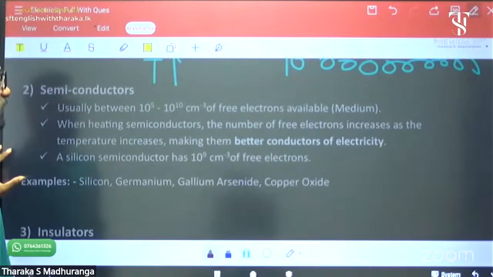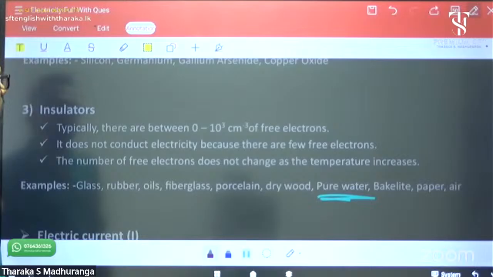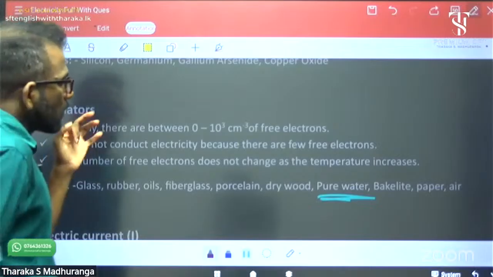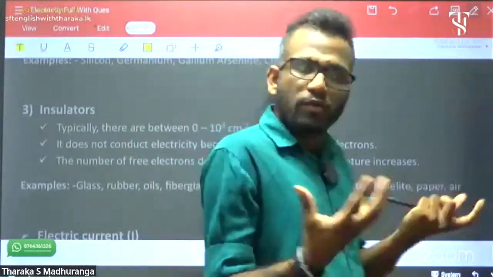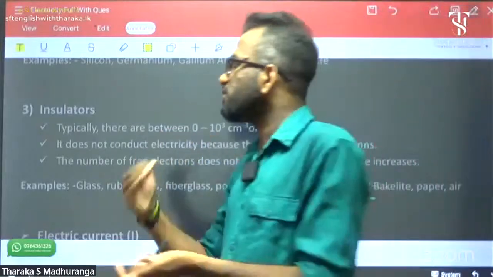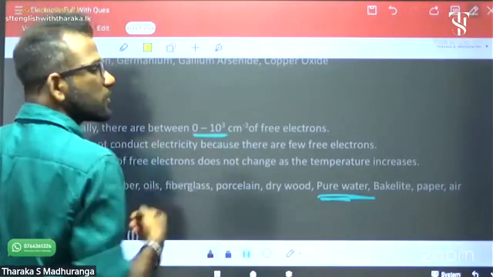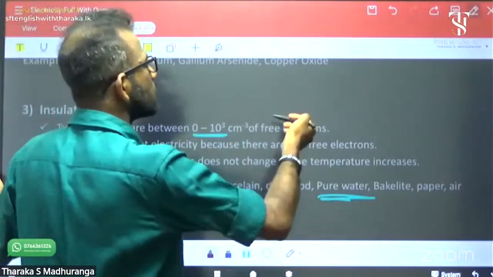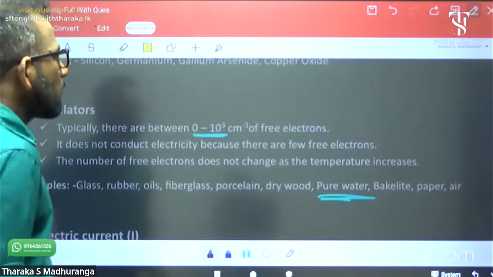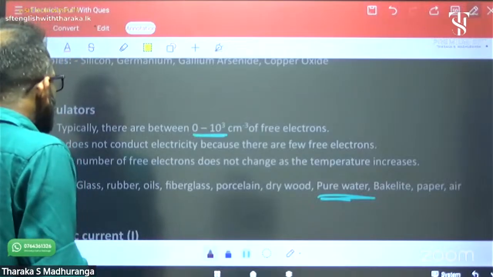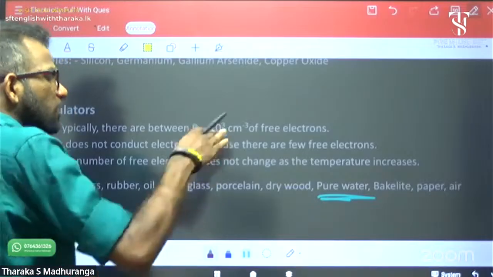Okay, semiconductors. Before semiconductors, I will explain about insulators. Insulators have a very small amount of free electrons, typically between 0 and 10 to the power 3. Maximum 10 to the power 3, that means 1000 free electrons. It does not conduct electricity because they have fewer free electrons.